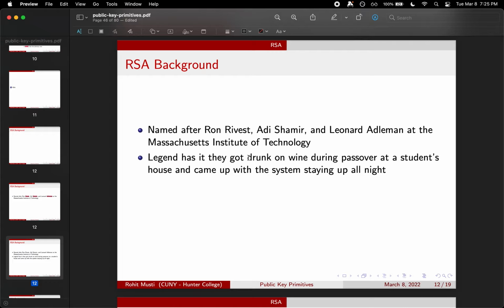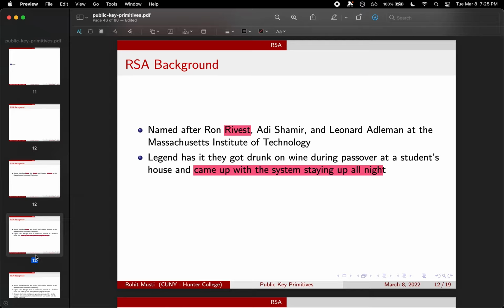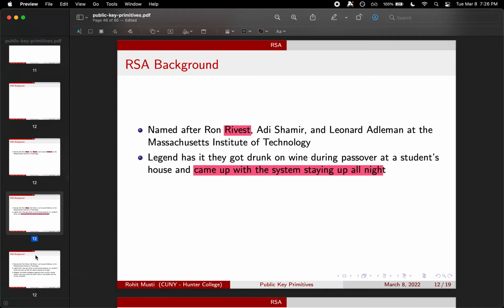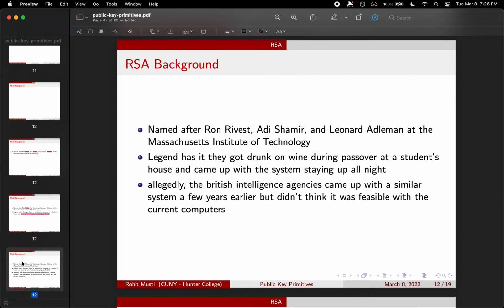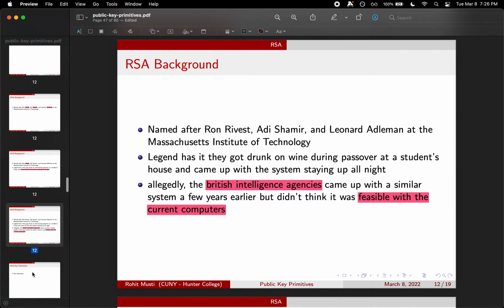Legend has it, they got drunk on wine during Passover at a student's house, and I think it was Rivest who couldn't sleep well, and so Rivest stayed up all night and came up with RSA. So brilliant ideas might strike you at unexpected times. These kinds of leisure activities are important for our creativity. Now, allegedly, the British intelligence agencies came up with a similar system a few years earlier, but they didn't think it was feasible with the computers at the time.